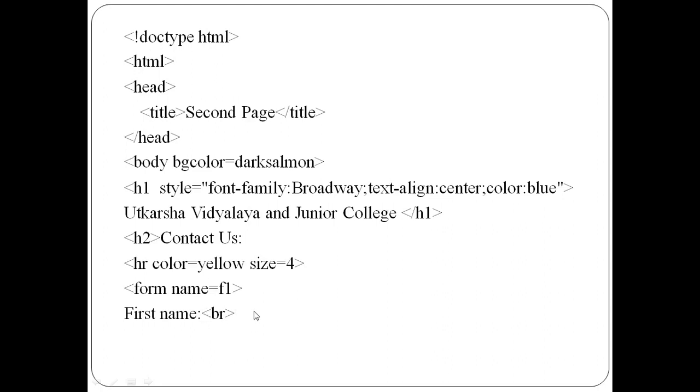Then I have used the BR tag. BR is the line break. It will take you to a new line. Then to take input from the user, you need a text box. So this is the code for the text box. Input type equal to text will bring one text box on your browser window. Size is equal to 30. The size attribute specifies the visible width in characters of the text box. So the visible size of this text box will be 30 characters long.